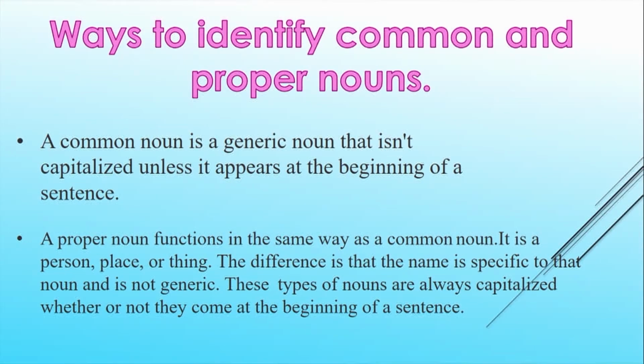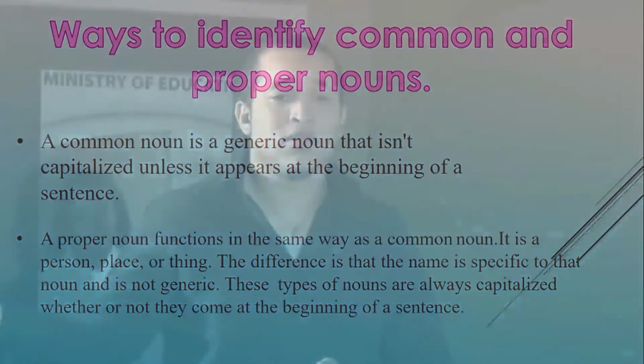So ways of identifying common nouns and proper nouns now. As we said, a common noun is generic. That means it's just a basic name for anything, anyone that you might have, right? As I said before, it's not capitalized unless it's at the beginning of a sentence. It's just, the boy and the girl are both playing outside. You have boy, you have girl. You might not know exactly who the sentence is referring to. Those are common nouns. Good? They are simple and they are generic.